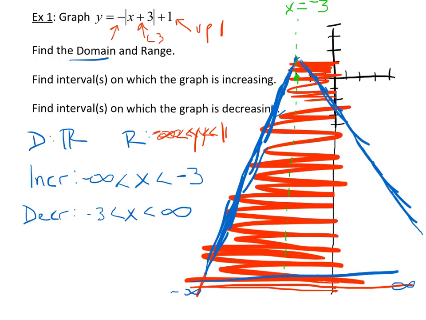To review real quick, at the top is infinity, at the bottom is negative infinity. That's when you're dealing with a y. When you're dealing with the x-axis, the left is negative infinity and the right is positive infinity. Now let's look at a parabola.